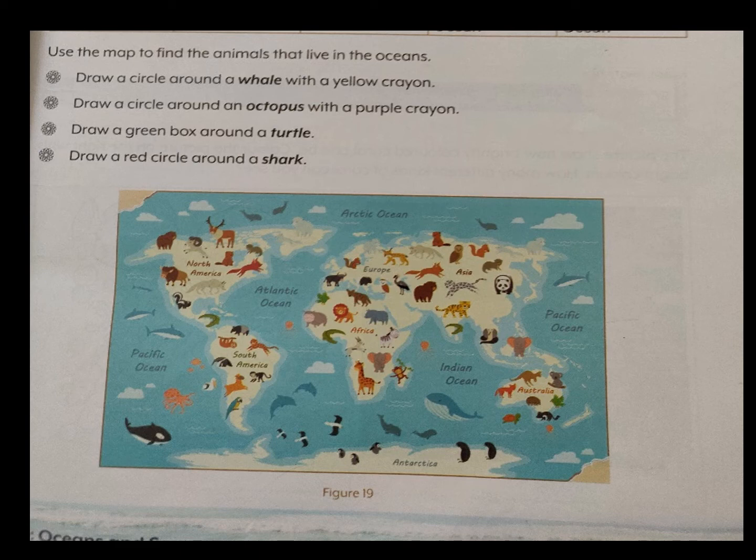Draw a circle around an octopus with a purple crayon. Octopus with purple. Okay, octopus is here. There is the whale here.